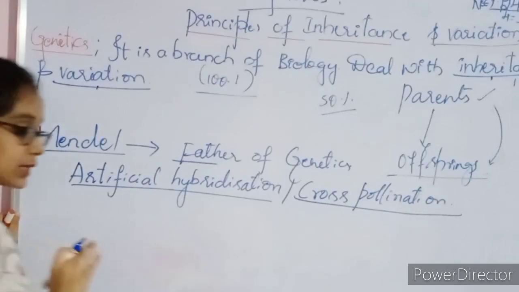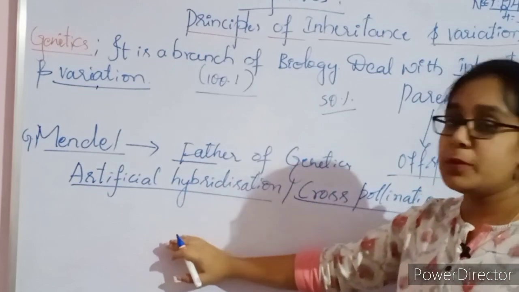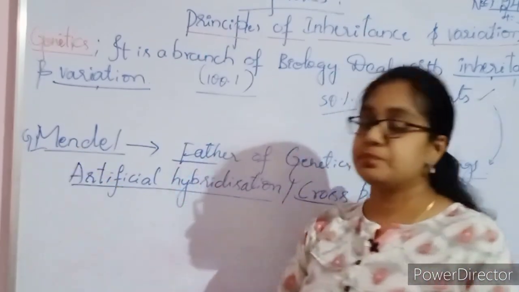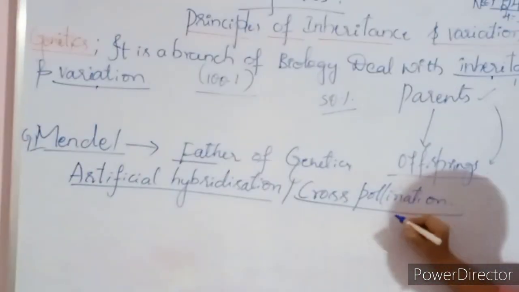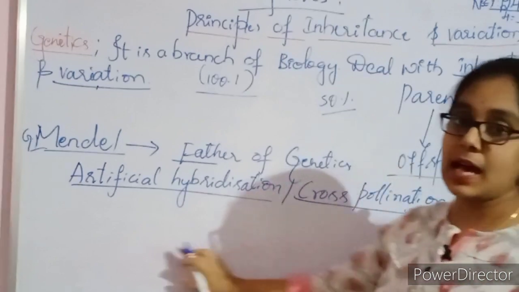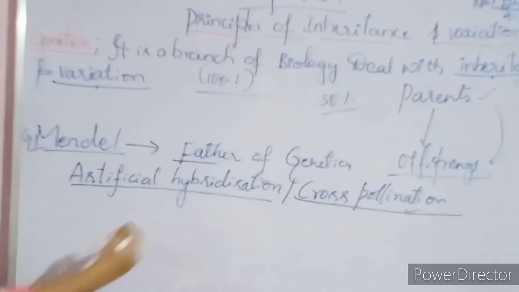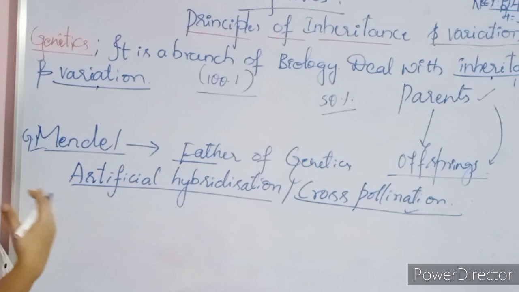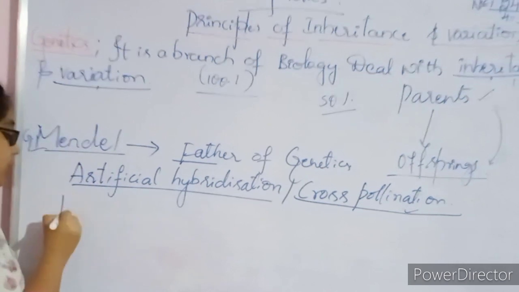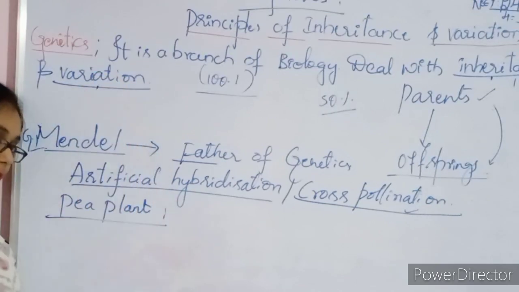So this is about Gregor John Mendel. And now we are going to see the experiments performed by Gregor John Mendel. In order to perform his experiment, he did cross-pollination, which is also called artificial hybridization. To perform any experiment, some materials or requirements will be there, correct? So he required a pea plant for his experiment.